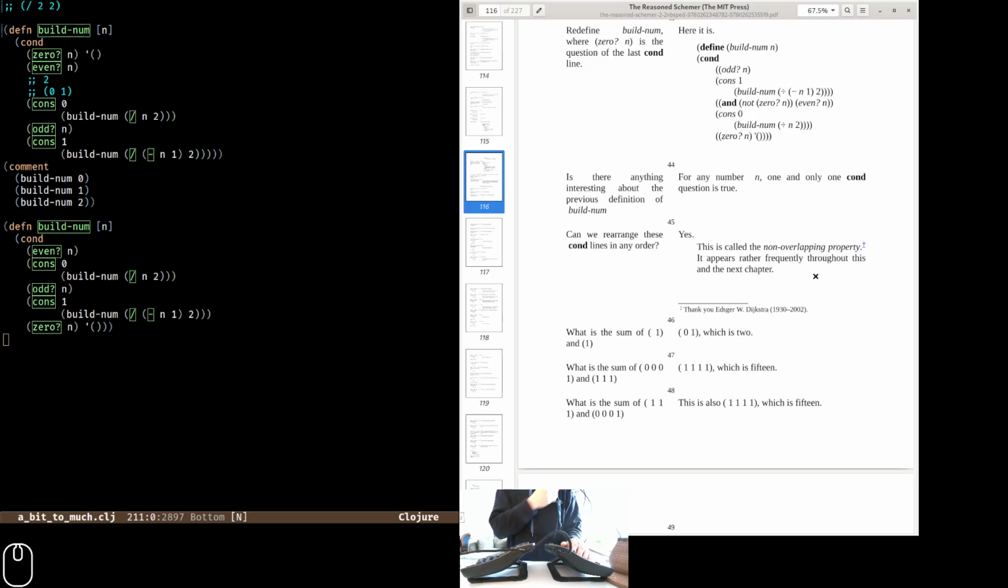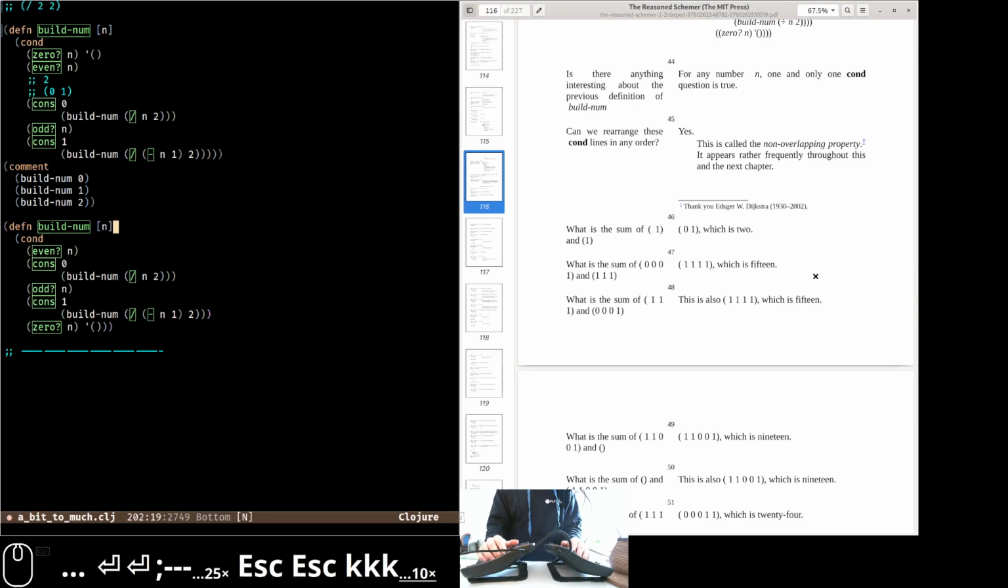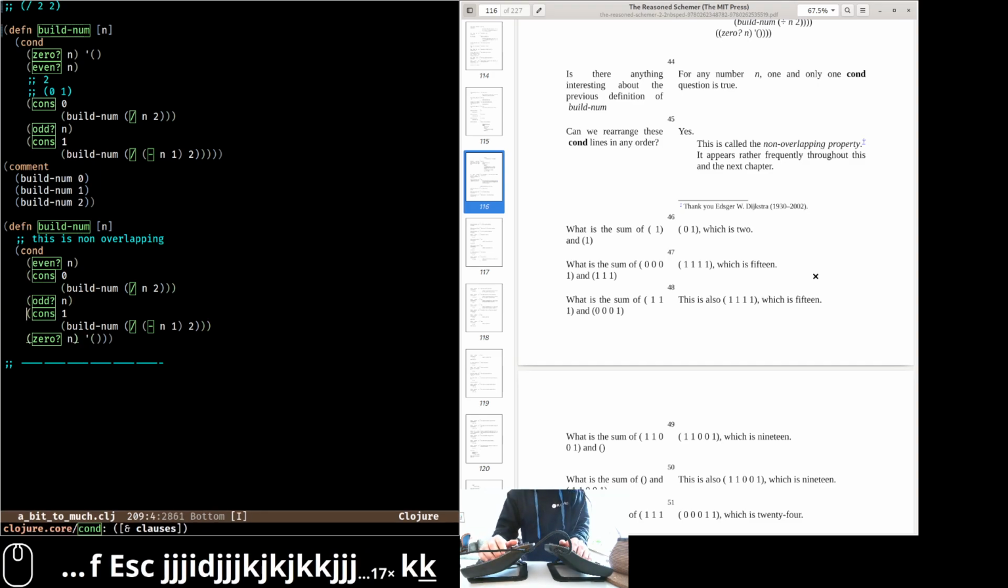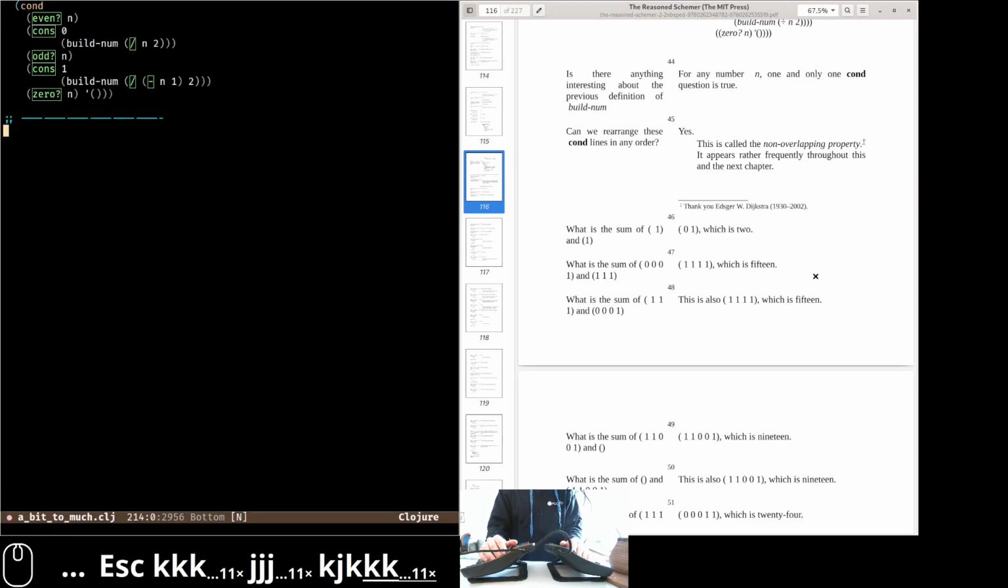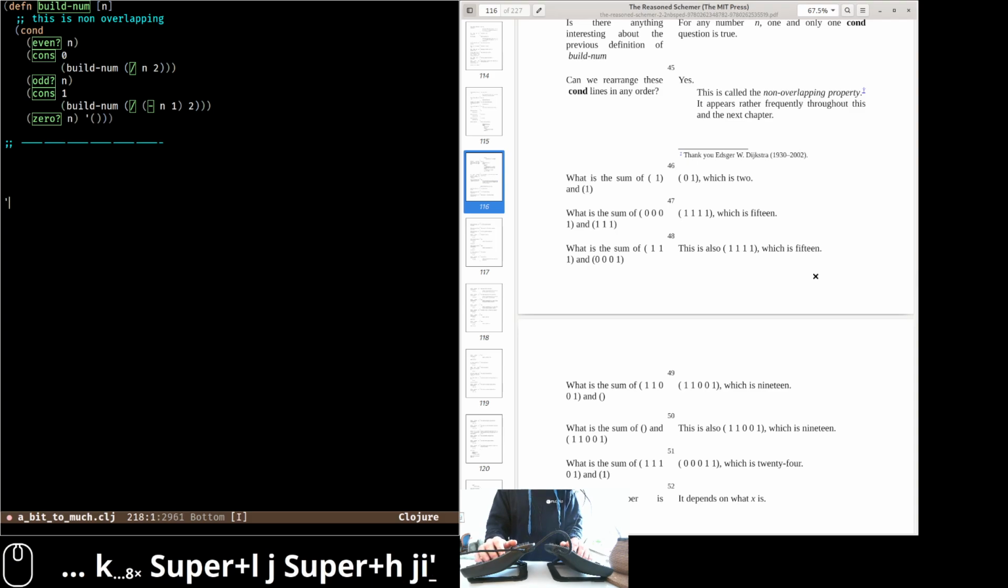Okay. Non-overlapping. I guess this is important. Okay, this is non-overlapping. Because otherwise in a cond, if there are multiple branches that would be true, then it just picks the first one. So yeah, there's a difference there. With non-overlapping, you can rearrange in any way. What is the sum of this and this? So the sum of this should be this. Yeah, this is 1 plus 1 is 2.